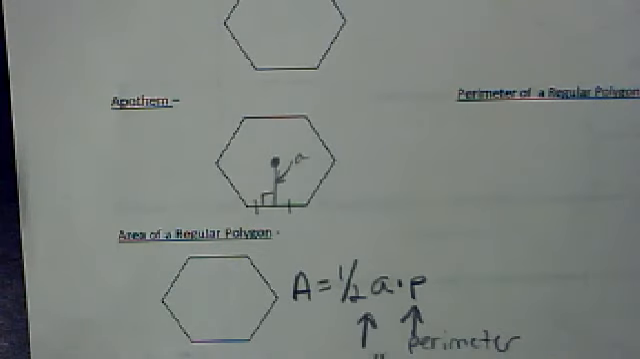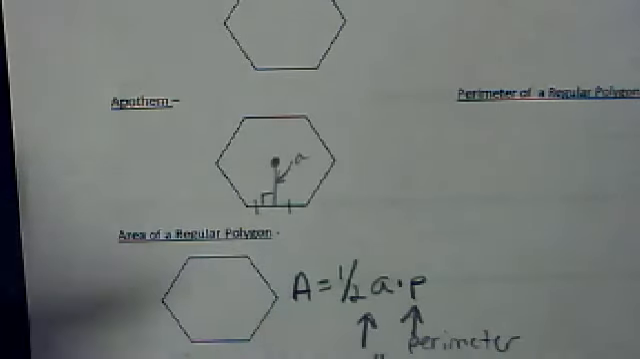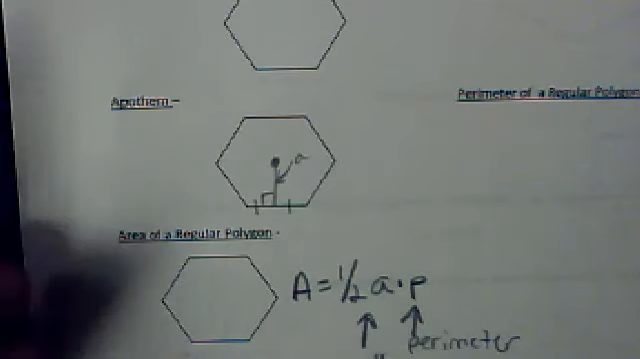Now, every polygon has the same amount of apothems as it does sides. So I can draw an apothem here, or if I wanted to, I could draw an apothem to each one of the other sides, as long as it's acting as a perpendicular bisector with that side. So that's what an apothem is. When we draw apothems later on, that's what we're going to be using and illustrating.